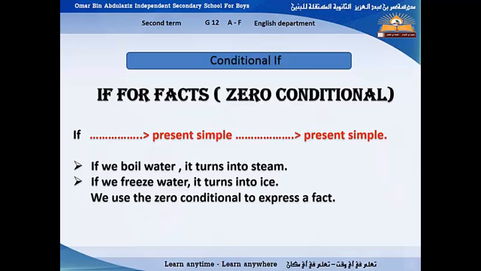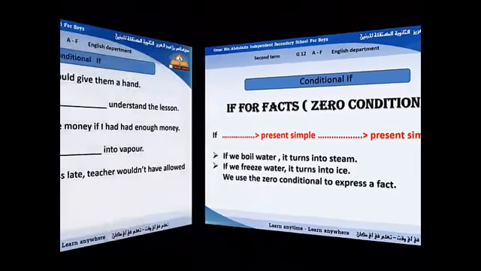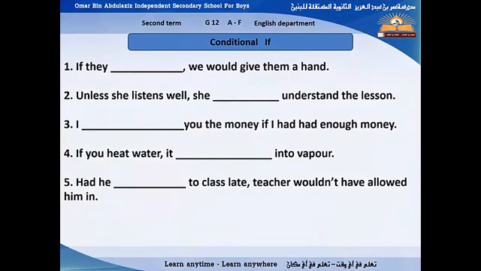Whenever you have a sentence which expresses a fact, you have only one option concerning if: you get the zero conditional. What does zero conditional mean? It means you put present simple in the first sentence and then present simple in the second sentence. Let's have some practice here. If you understand if very well, you are going to answer these questions correctly.